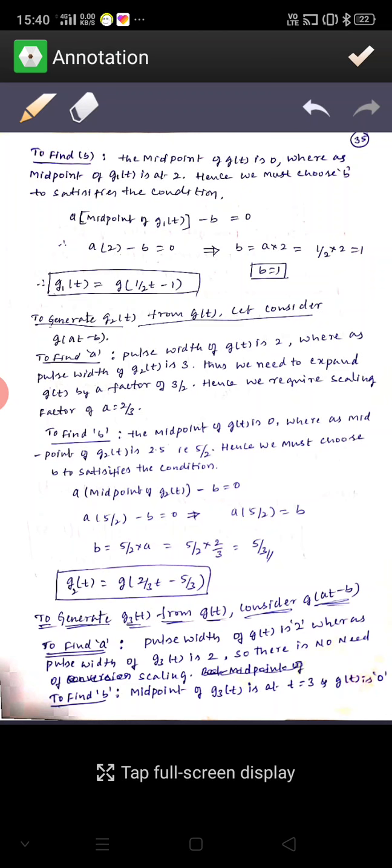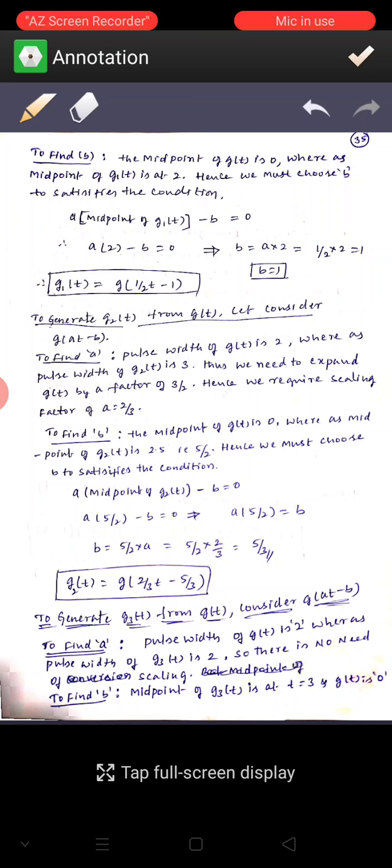Similarly, we need to find b. The midpoint of g of t is 0, whereas the midpoint of g2 of t is 2.5. Comparing g2 of t and g of t, that is 0 and this is 2.5. The 2.5 can be written as 5 by 2.